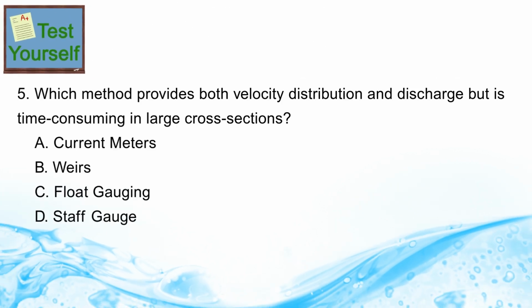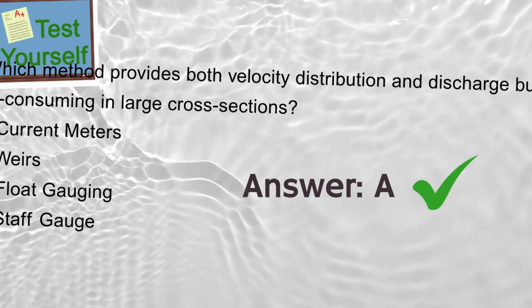5. Which method provides both velocity distribution and discharge but is time-consuming in large cross-sections? A. Current meters. B. Weirs. C. Float gauging. D. Staff gauge. The answer is A.